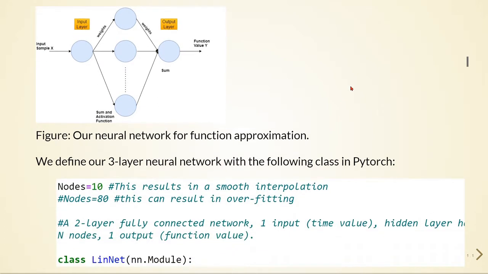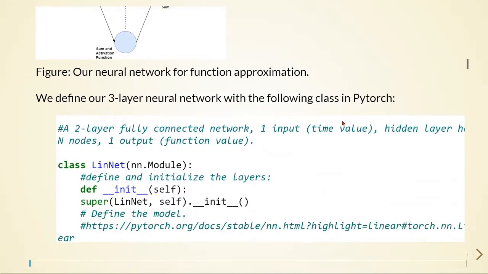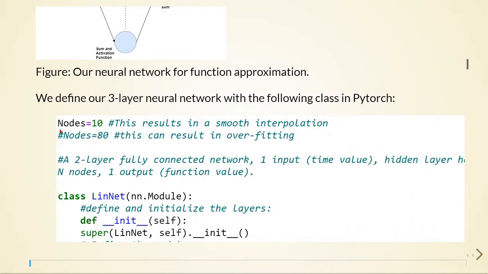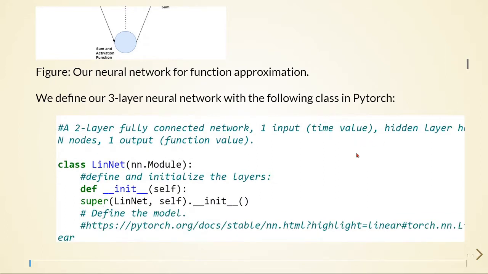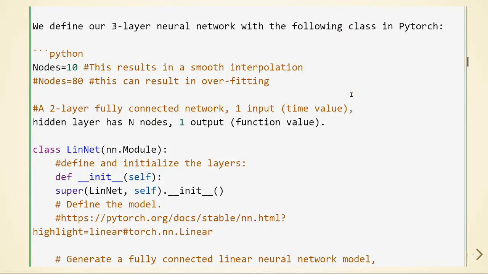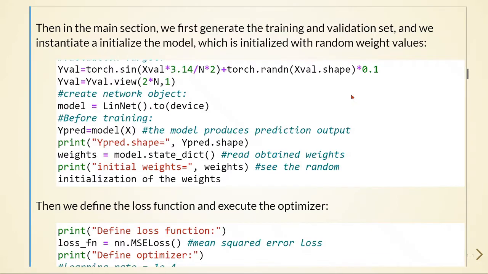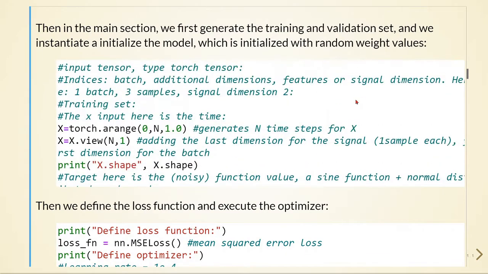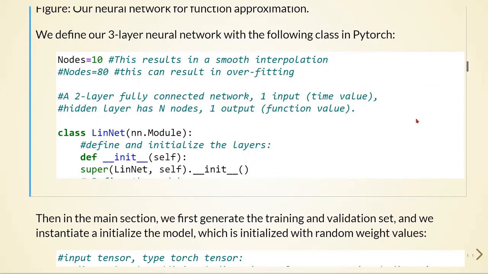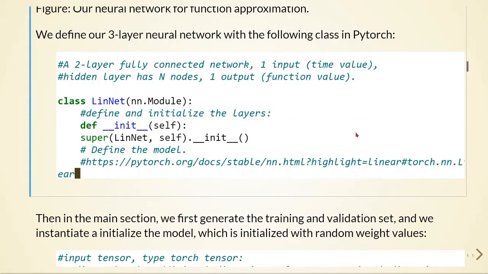So we will define our 3-layer neural network with the following class in PyTorch. So we are defining the number of nodes that we want to use. So we are using 10 nodes. Then it will be a 2-layer fully connected network with one input time value, and then hidden layers that has capital N nodes and one output function value. So this is what we're doing.